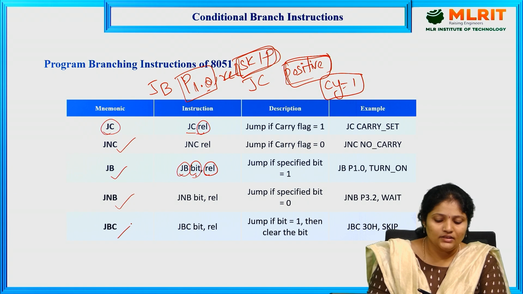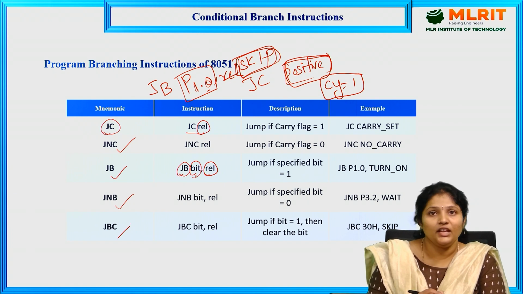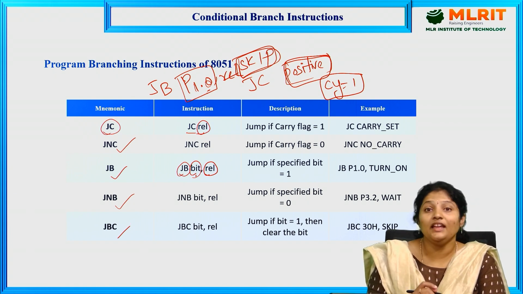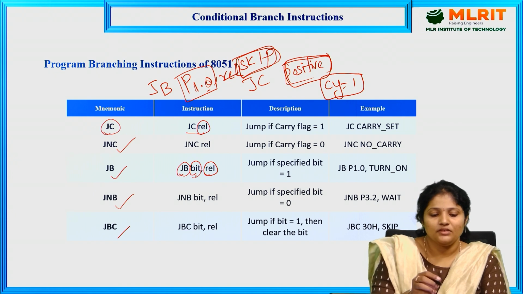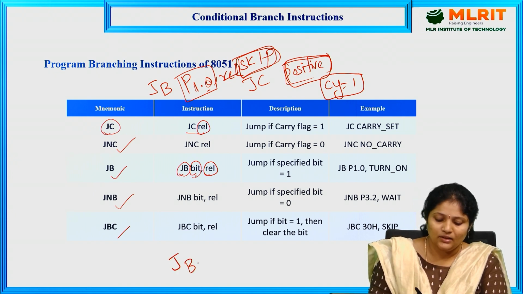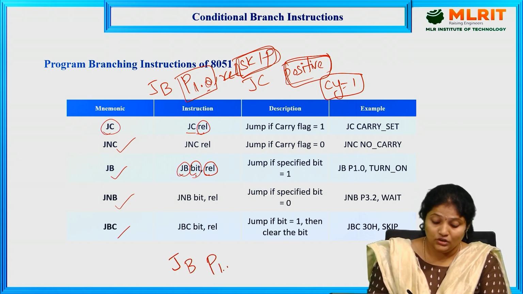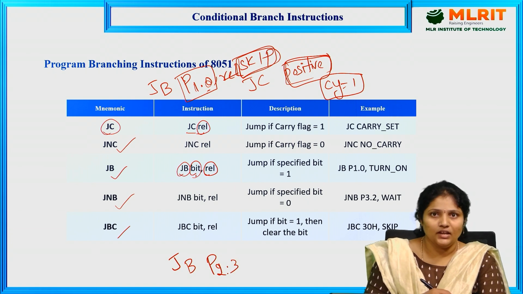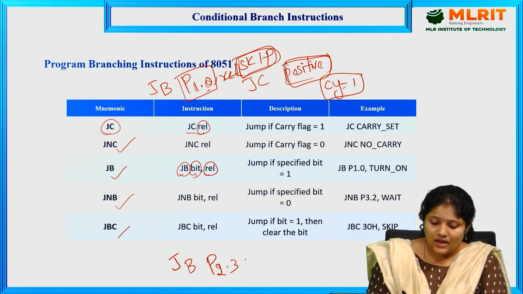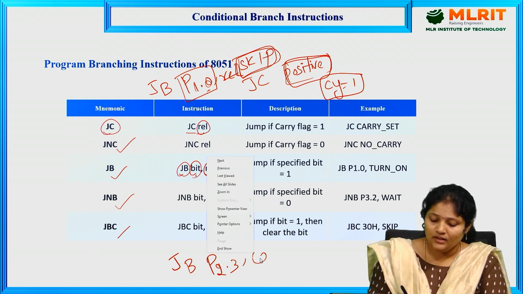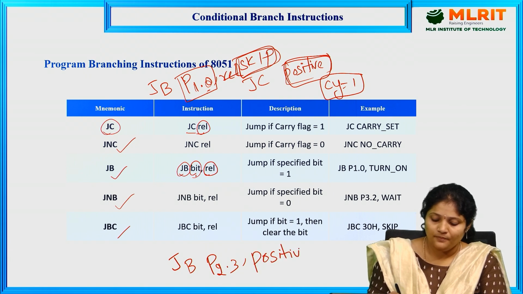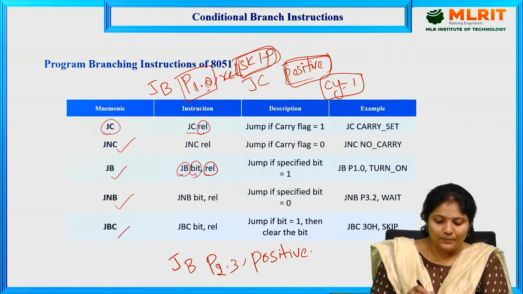The next one is JBC: jump if bit equals 1 and then clear the bit. Suppose the same condition, let us take JB. I was checking port 2, third bit. So I was writing like this, JBC P2.3 to the label positive.